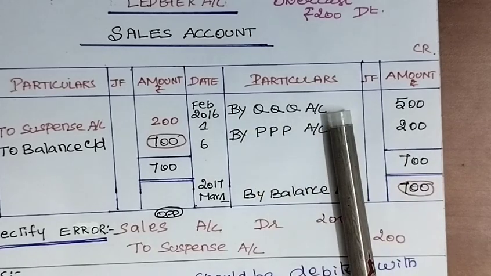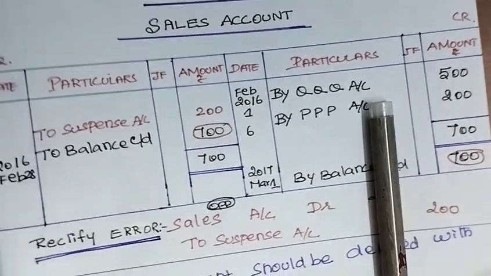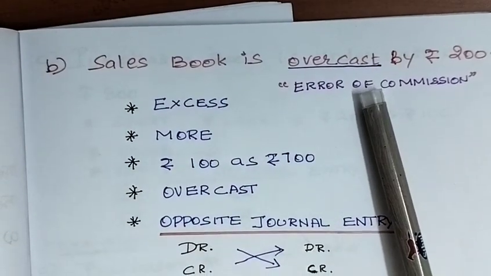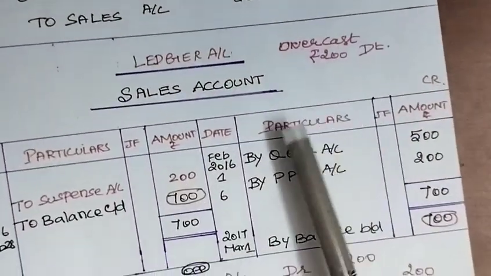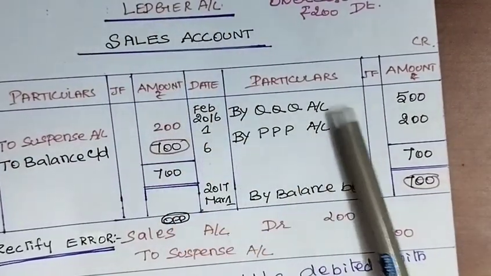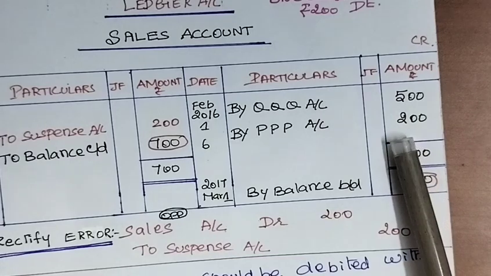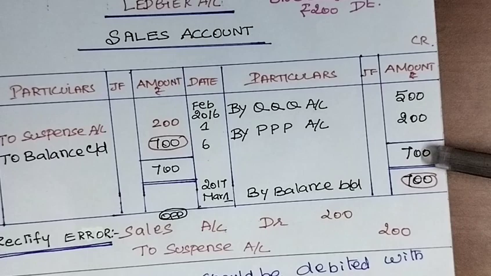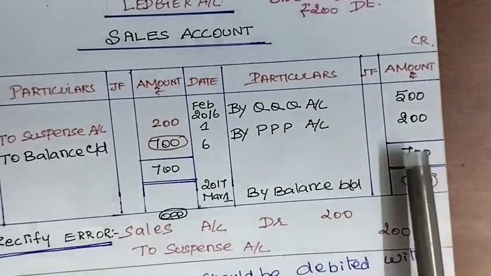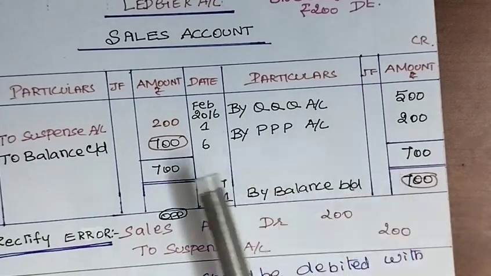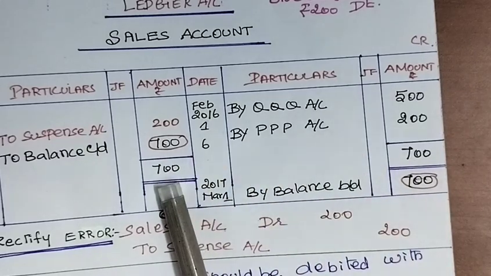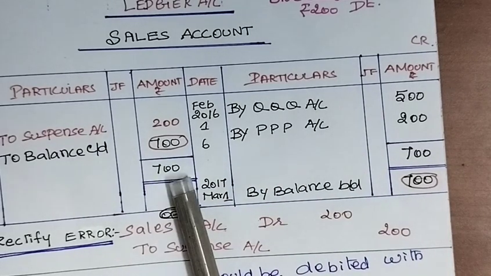Listen here. Whenever you see over cost, you should follow the opposite journal entry. Sales account shows on credit side. So we find the total. Which side has the higher value? Credit side has the higher value, 700 rupees. So we enter 700 as the total on both sides.